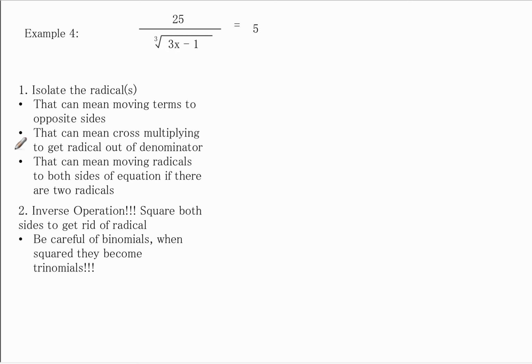Okay, and we know this was step 2, cross multiplying. So we know if we cross multiply, we got 25 equals 5 cube roots of 3x minus 1. But now, instead of squaring both sides, we're going to raise both sides to cubes. That's how I get rid of a cube root. Well, first I'm going to do what I did on the other side. I'm going to divide by 5 to make my numbers as small as possible.